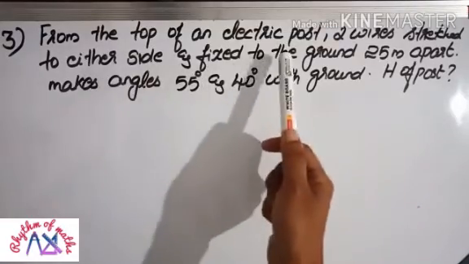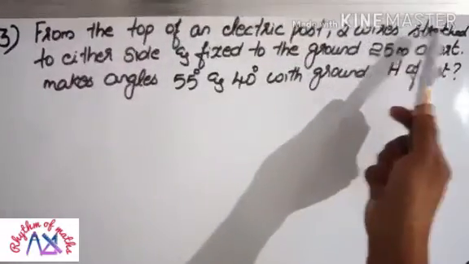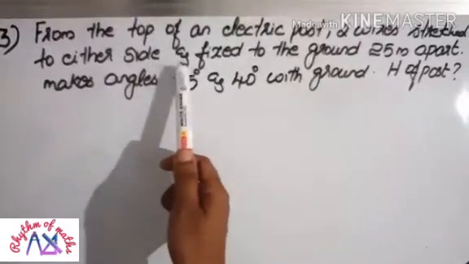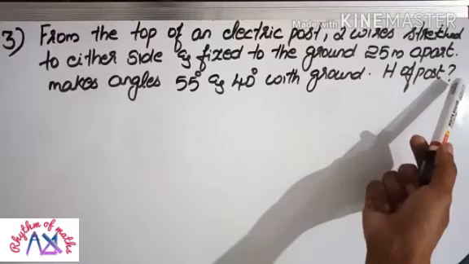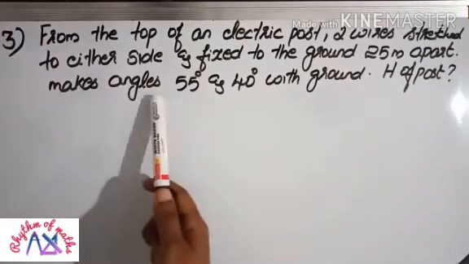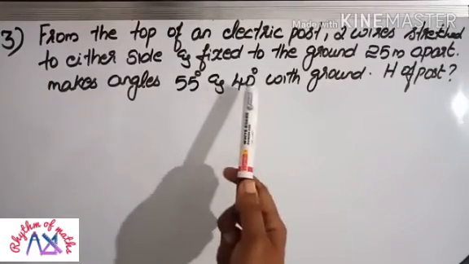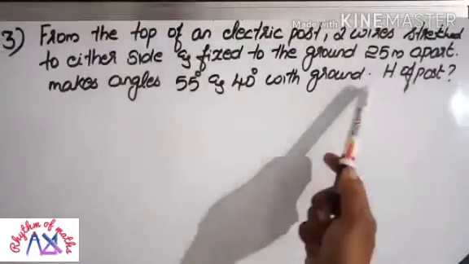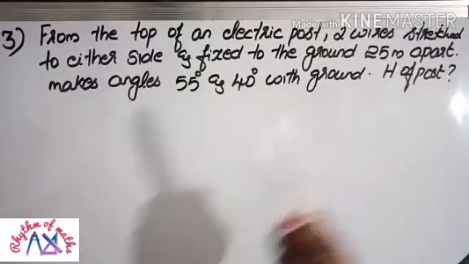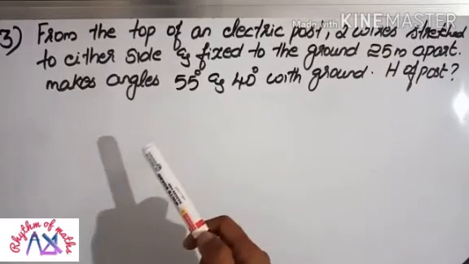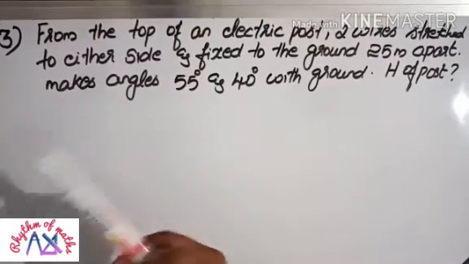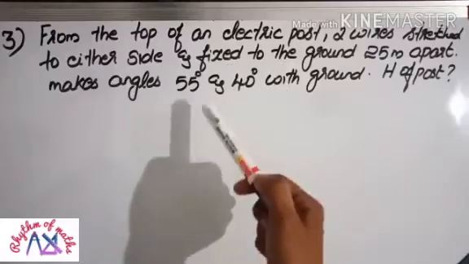From the top of an electric post, 2 wires are stretched to either side and fixed to the ground 25 meter apart. And the wires make angles 55 degree and 40 degree with the ground. What is the height of the post? This is the question. Based on this question, you have to draw the rough figure. So let's read the question once more. From each statement you can draw.